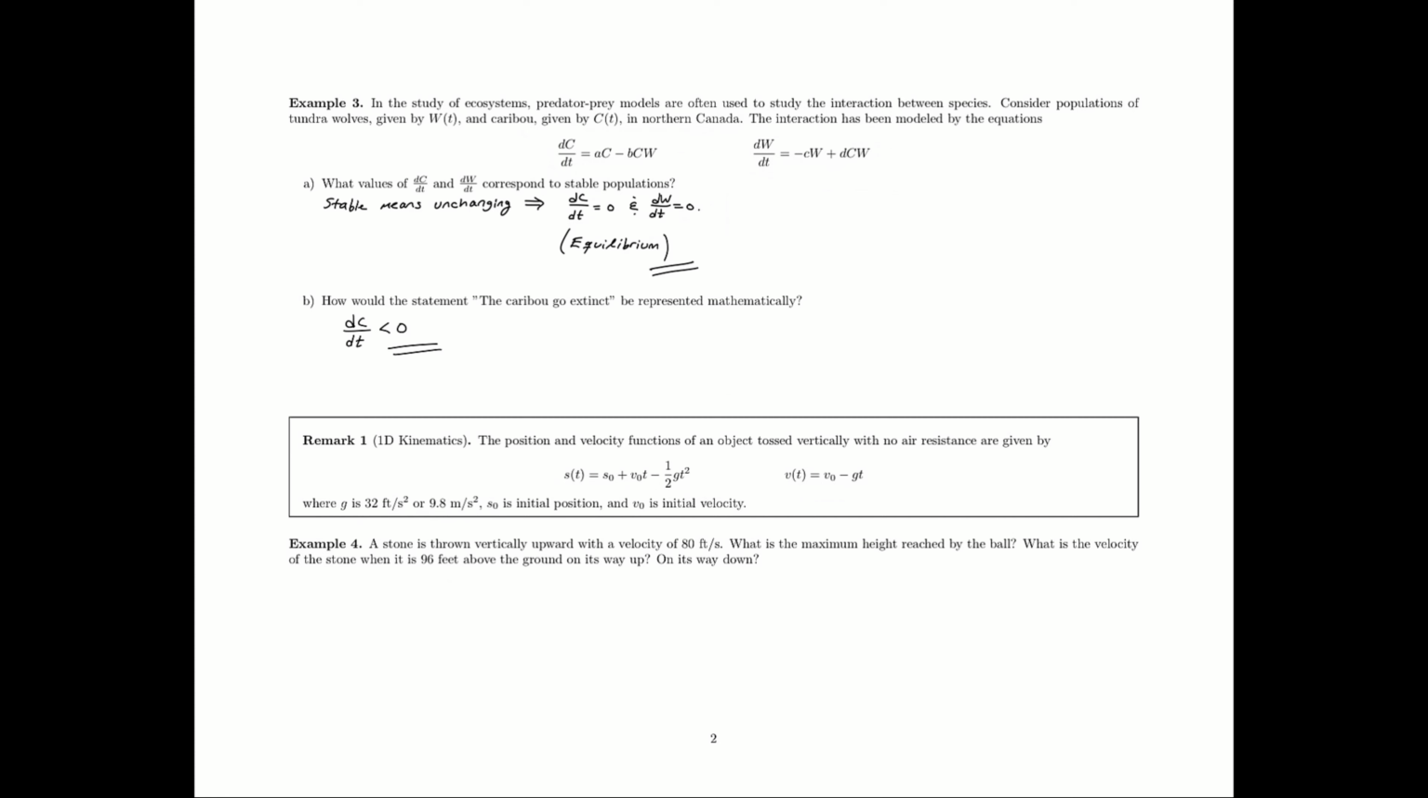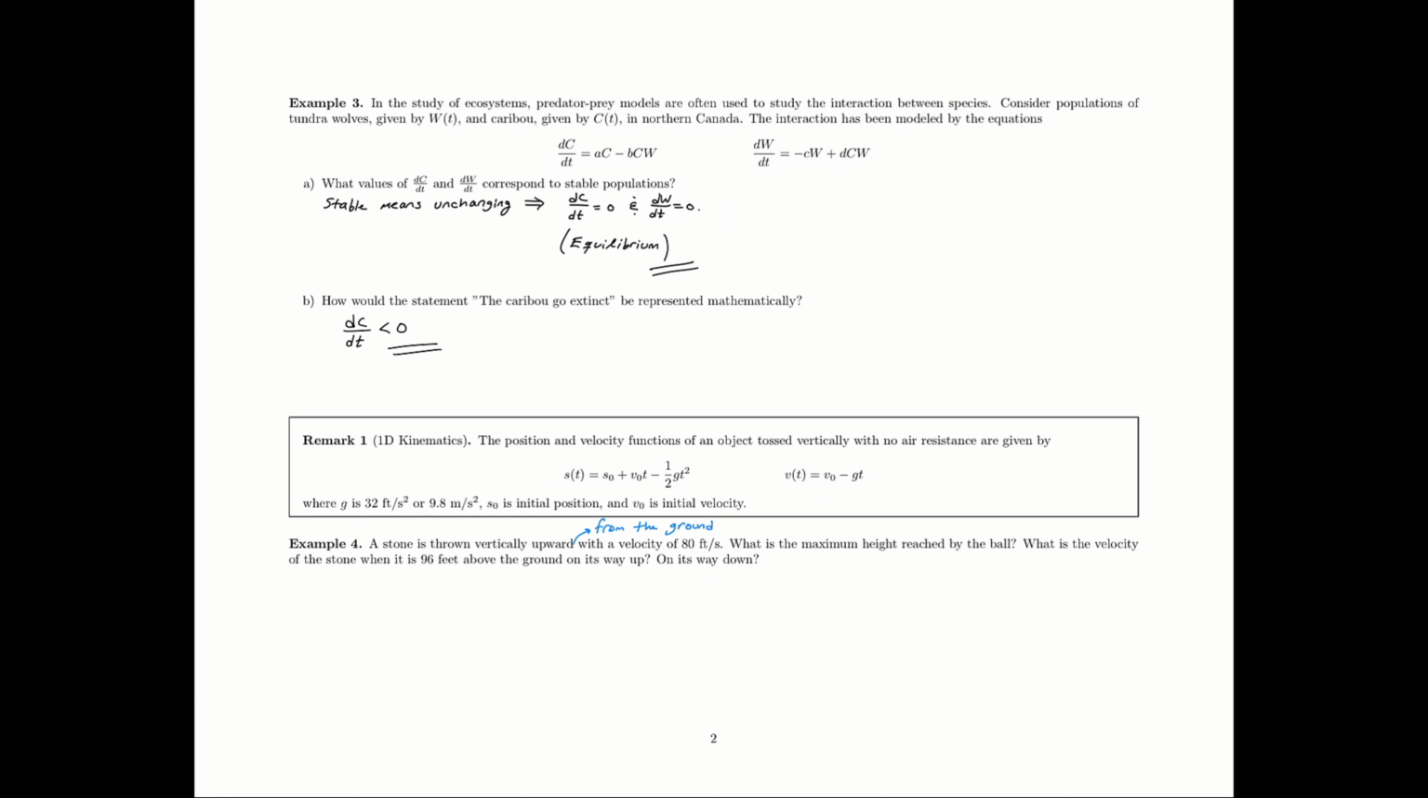Okay. So example 4, a stone is thrown vertically upwards. Let's go ahead and add something in here. This should have been in here. Let's add the language from the ground. Because if I don't add this, then you would probably wonder what the initial position is. So let's just assume it's from the ground with a velocity of 80 feet per second. And then we want to know what is the maximum height reached by the ball. Okay, and then we also want to know what is the velocity of the stone when it is 96 feet above the ground on its way up, and what about when it's 96 feet above the ground but on its way down.